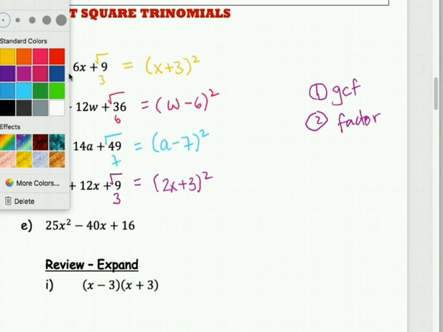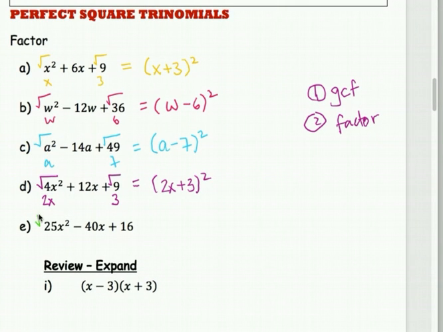Let's see here, we haven't used green. Okay, all right, so 25x squared. So again, this is all the way over the x as well. So that's a 5x. Okay, square root of 16, 4. Okay, 5 times 4 is 20, times 2 makes 40, yes. Okay, so we have 5x subtract 4 all squared. Okay, so a lot less writing. I think that cut down a lot of time for factoring these trinomials.